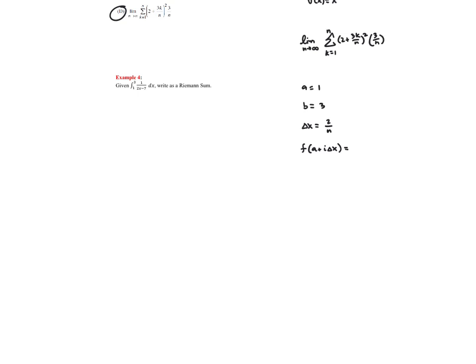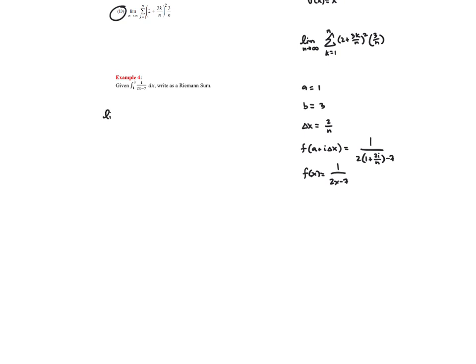So f, of course, is 1 over 2x minus 7. Therefore, f of a plus i delta x will be 1 over 2a, which is 1, plus 2i over n, minus 7. Okay, so look at this now. This is the shell of f of x with a plus i delta x inserted into its independent variable.